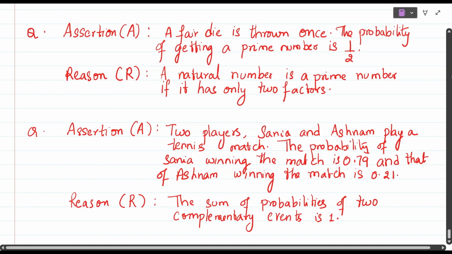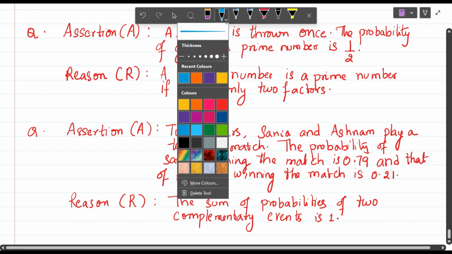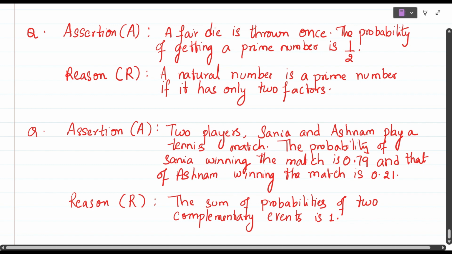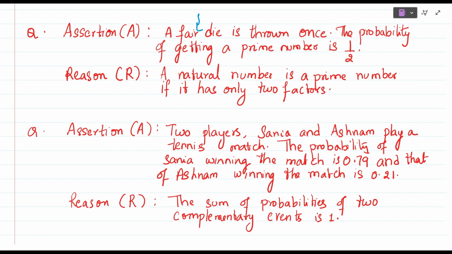Students, the next two questions are from assertion and reasoning. Clear? So let us see the first one. A fair die is thrown once. The probability of getting a prime number is 1 by 2, they are asking. Before going into solving, let us write the chances if we throw a single die. What are the chances, students? 1, 2, 3, 4, 5, 6.